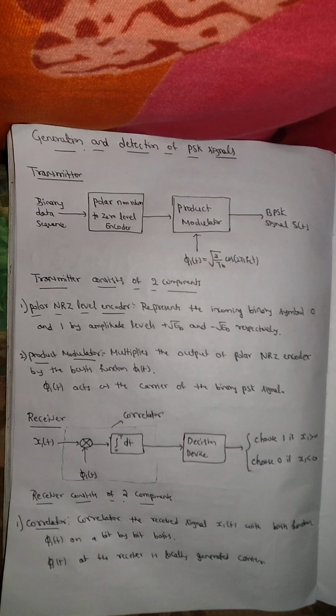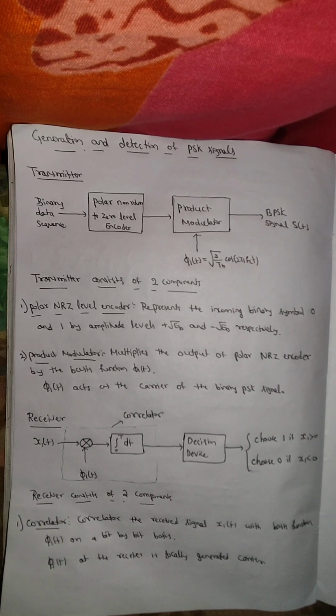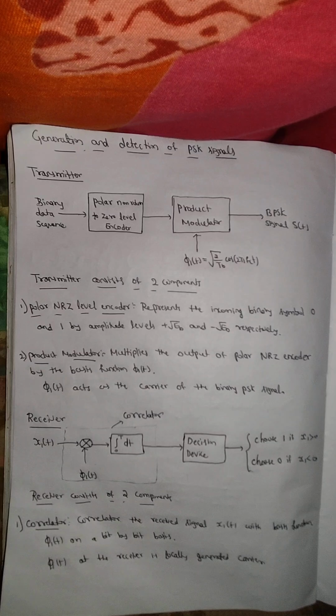Generation and detection of PSK signal. We have two components, transmitter and receiver. In transmitter we have a polar NRZ level encoder and a product modulator. Polar NRZ level encoder represents the incoming binary symbols 0 or 1 by amplitude levels plus root Eb and minus root Eb respectively. Product modulator multiplies the output of the polar NRZ encoder by the basis function phi1(t). Here phi1(t) is the carrier of the binary PSK signal.